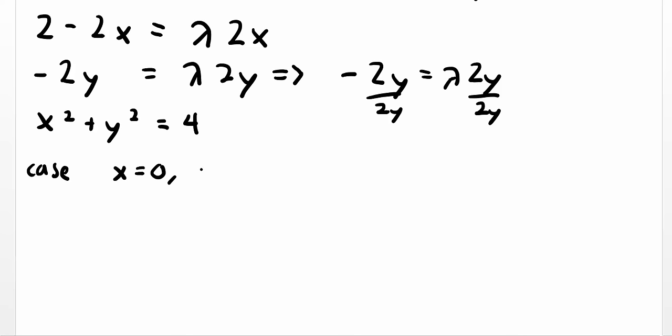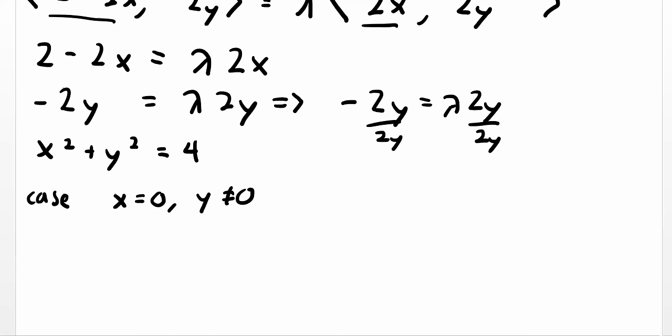So let's first start with x being 0 and y not being 0. Now if x is 0, the first equation becomes 2 minus 0 equals 0. And that is not a true equation. That is not a true statement. So this case is not possible. We'll be looking for false statements like that to decide which cases we have to throw out.